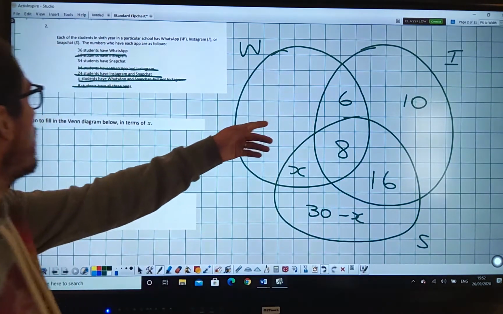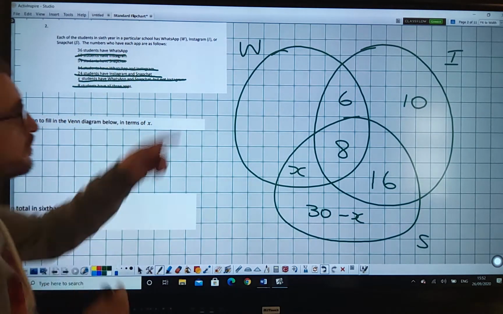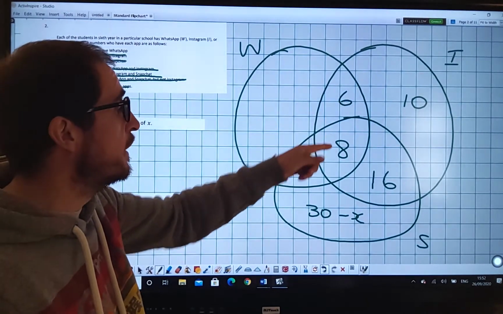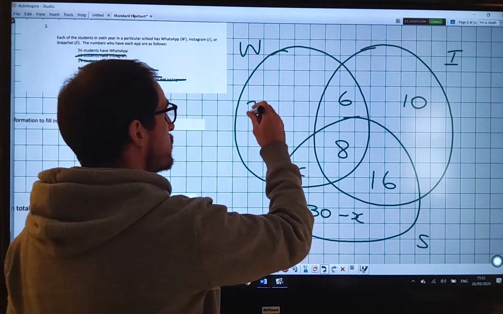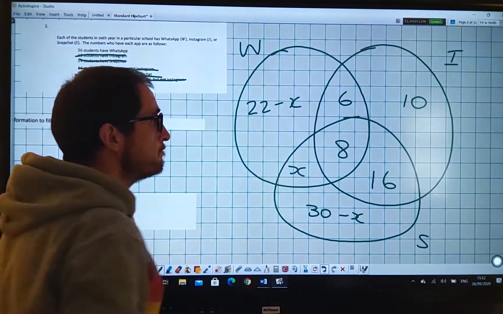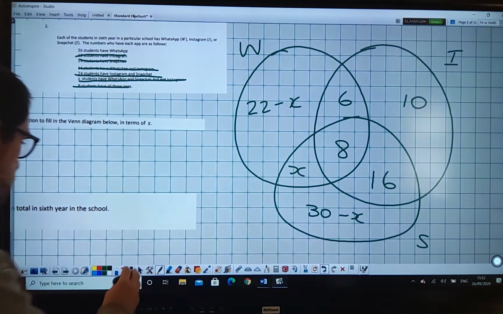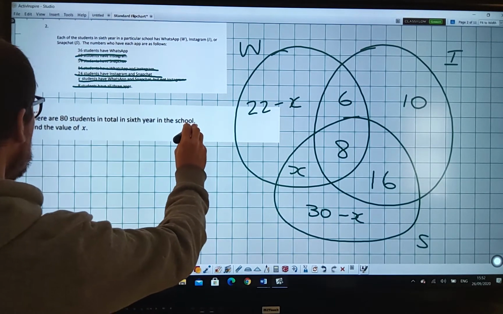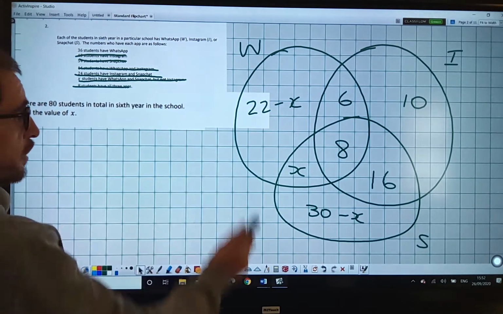And doing the same way, we have 36 here. So 36 take away 6 is 30. Take away 8 is 22. Take away x. So it's 22 minus x. That's how you fill in the Venn diagram. Now, there are 80 students in total. Find the value of x.